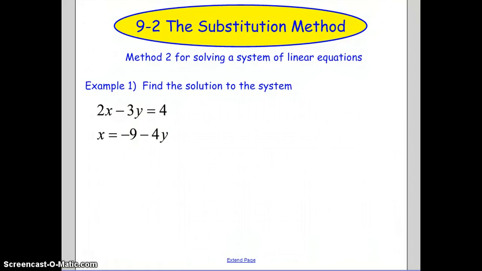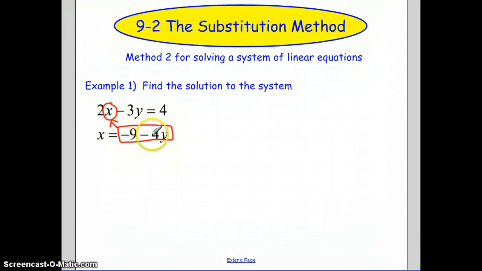So here's what substitution hinges on. It hinges on the fact that we have these two equations. One is 2x minus 3y equals 4. The other one is x equals negative 9 minus 4y. And right now we have this equation that has x's and y's in it, and this equation that has x's and y's in it. But as you can see, the second equation is formatted in such a way so that we know that this expression, negative 9 minus 4y, is the same thing as x because it says x equals this. So what we're going to do is substitute it, so this is where the substitution part comes in, into this first equation for x.